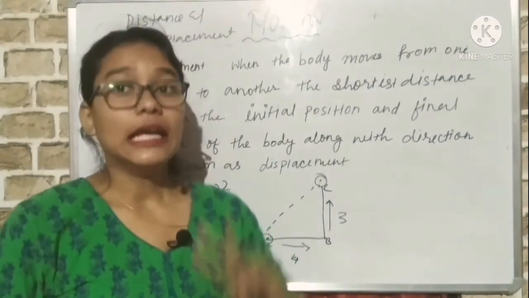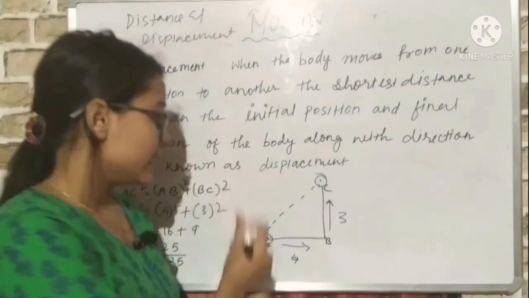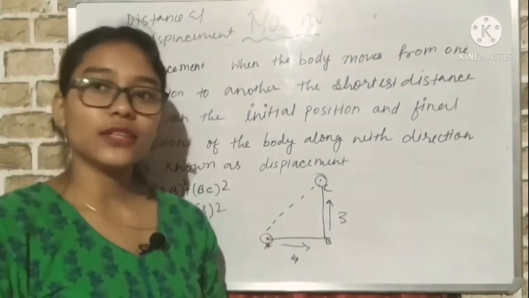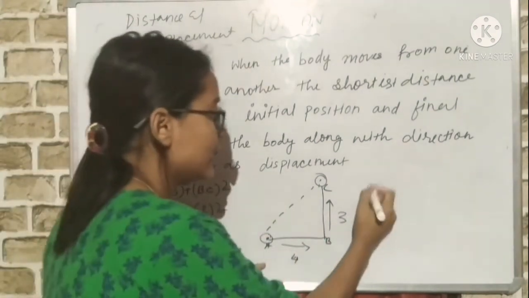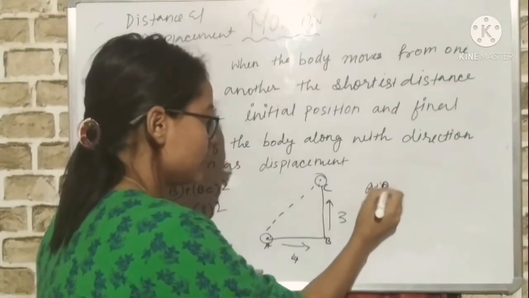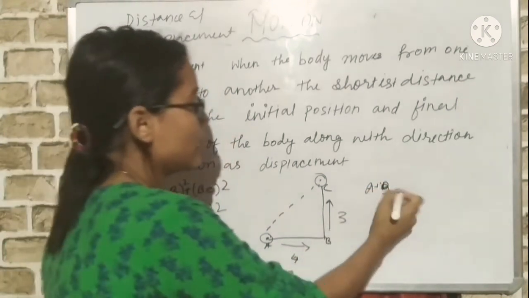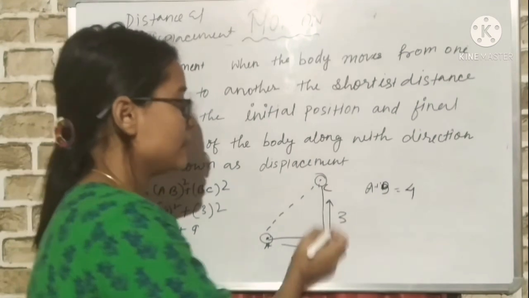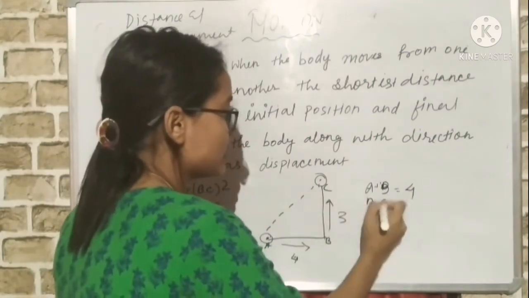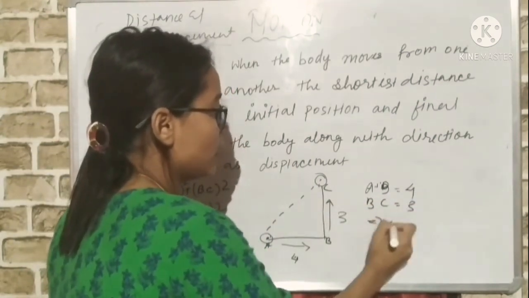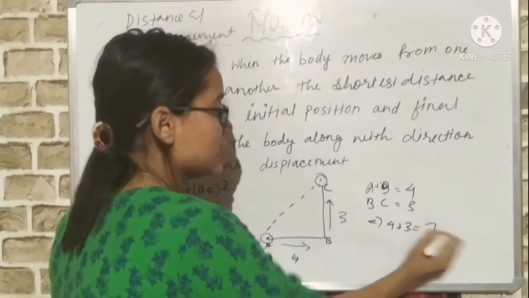Displacement. Okay, now you see what happened here. The distance, okay, how will we calculate distance? We will add AB plus BC. Okay, AB, what is the distance of AB? 4, right? And BC, what is the distance of BC? 3. Equal 4 plus 3, we will get 7.